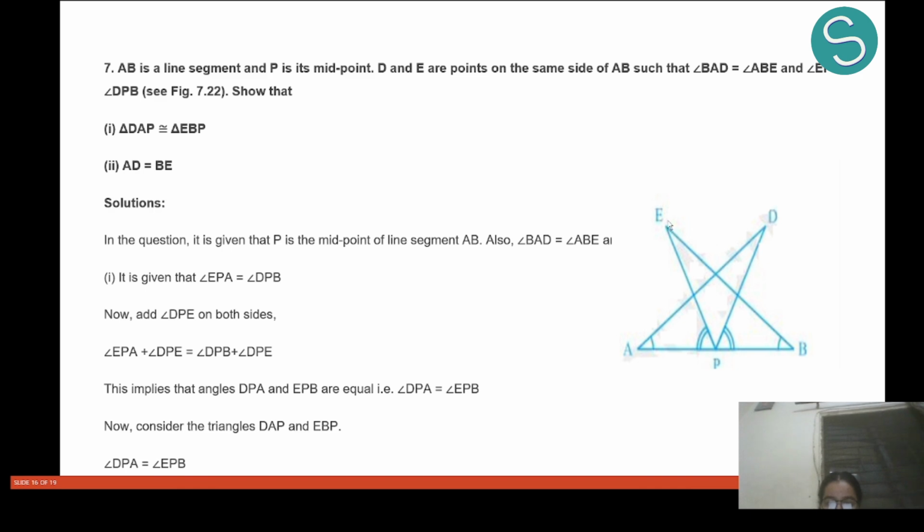It is given to us that EPA equals DPB. If we add this angle to both the angles, then the whole angle DPA equals EPB. And we were also given that angle DAP is equal to angle EBP, so two angles are equal, and P is the midpoint, so AP equals PB. So by the angle side angle criterion, triangle DAP is congruent to triangle EPB. So now by CPCT, AD equals BE.